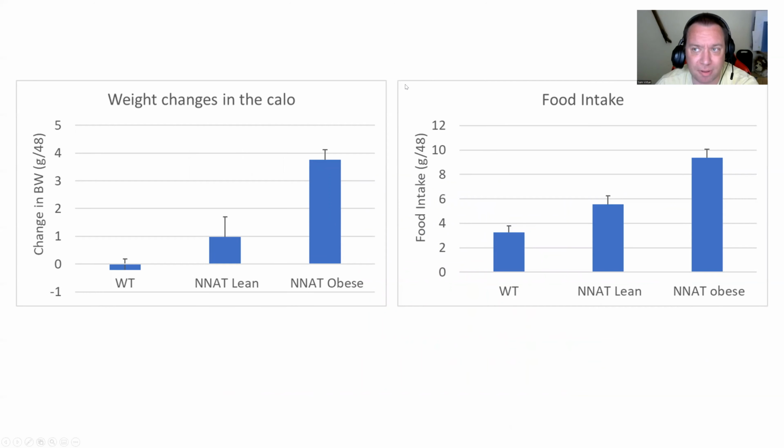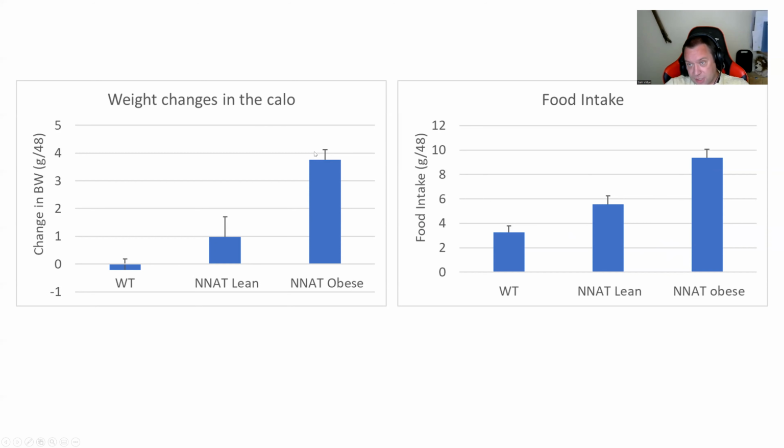But something remarkable happens when we put them in the calorimeter, and we'll go back to this: the change in body weight of these animals is staggeringly different. So the wild types are basically weight stable. Our lean NNATs are pretty variable, and again, we don't really know exactly where we're cutting it, but they gained about a gram in 48 hours. The obese ones gained nearly 4 grams on average in the calorimeter, which is pretty spectacular. And unsurprisingly, we see a huge difference in food intake.